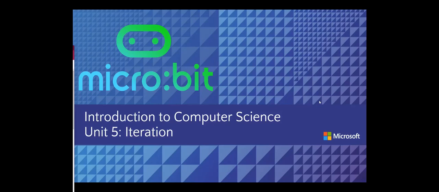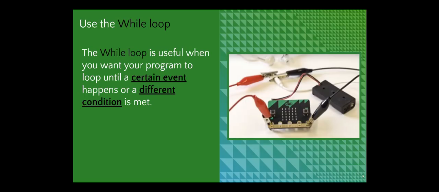So now we're going to talk about the last type of iteration. We've been talking about iterations being something that repeats, right? It's a repetition. And so, in order for a computer program to repeat part of itself, we need to use what's called a loop. We have talked about repeat loops and for loops. And now we're going to talk about a while loop.